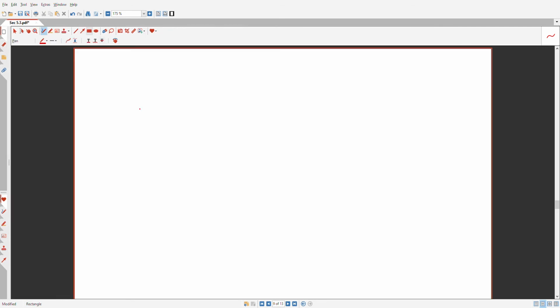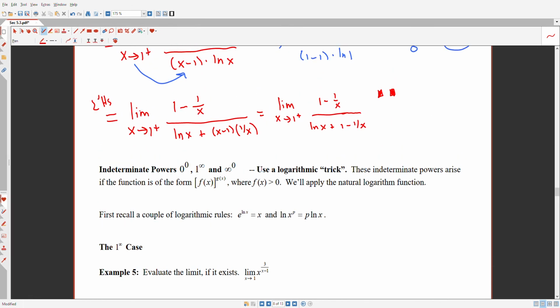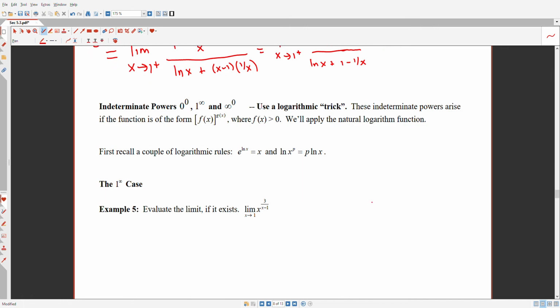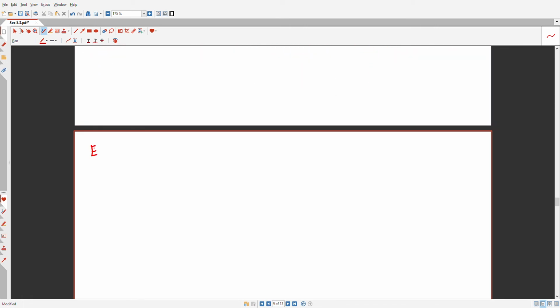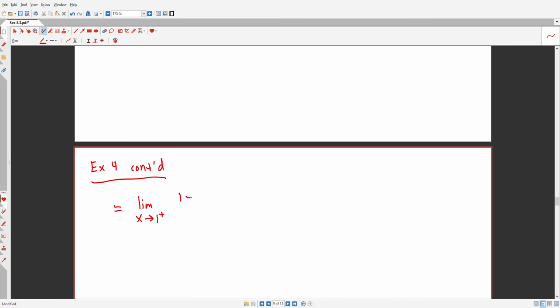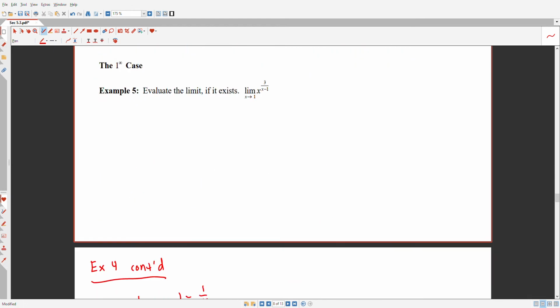Let me make sure I didn't make any mistakes before we keep on with that. That would be x minus 1 times log x. Okay, so this is example 4, so let me continue with example 4. So we were right here. The limit as x goes to 1, I believe from the right, of 1 minus 1 over x, all divided by the natural log of x plus 1.